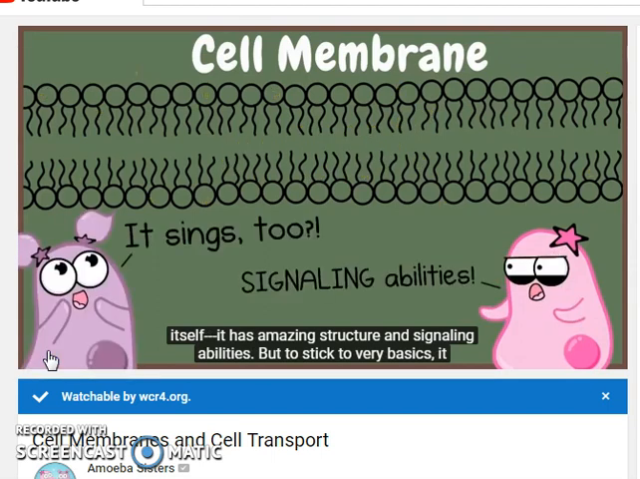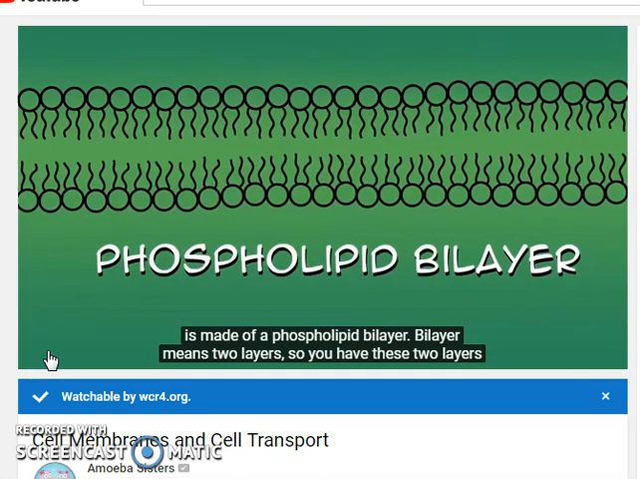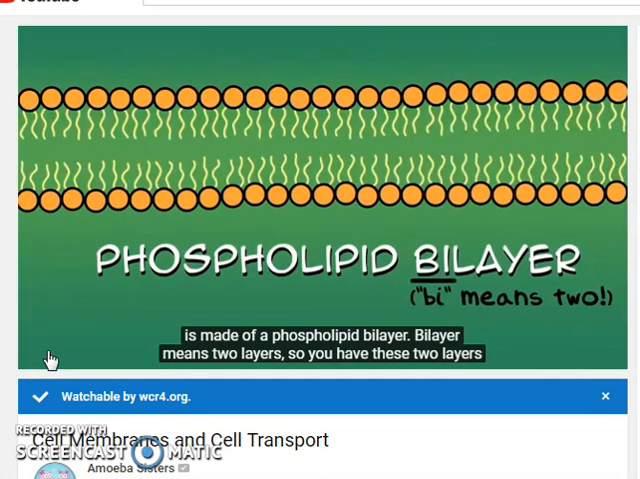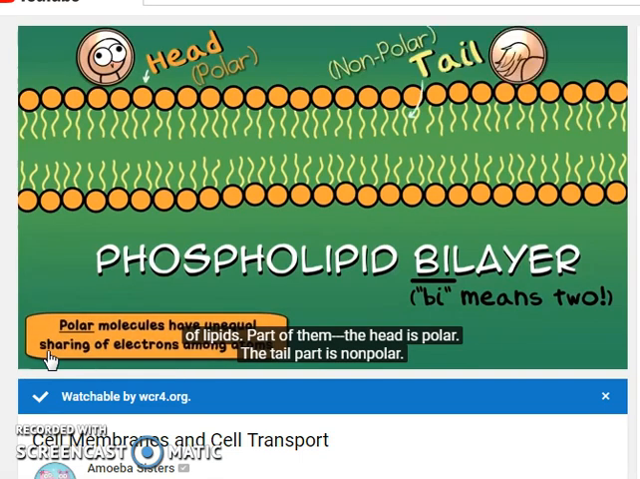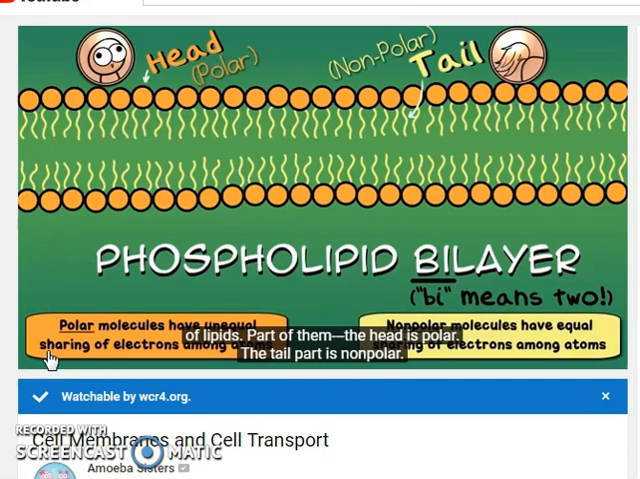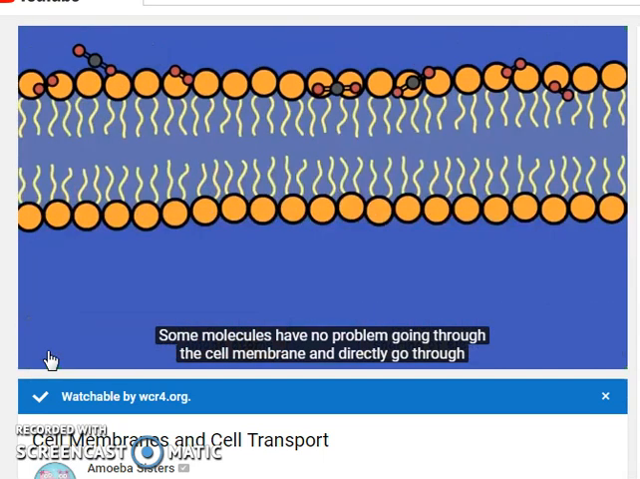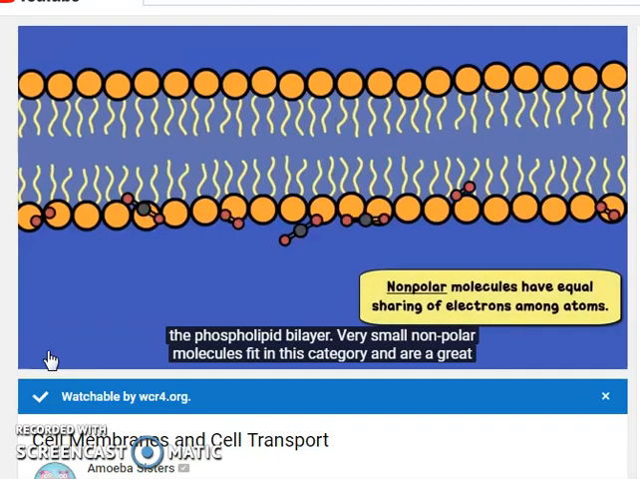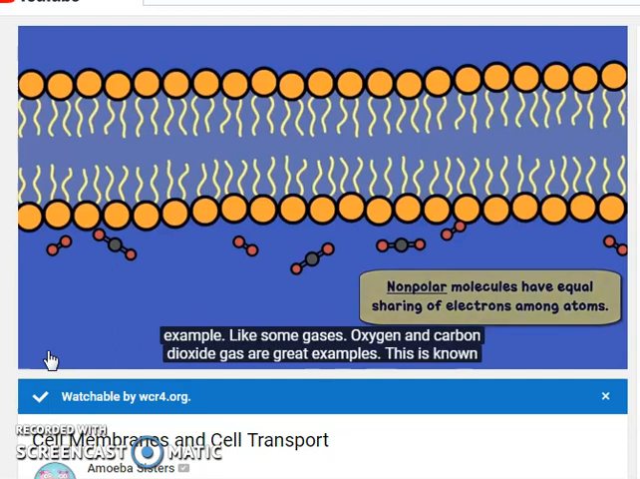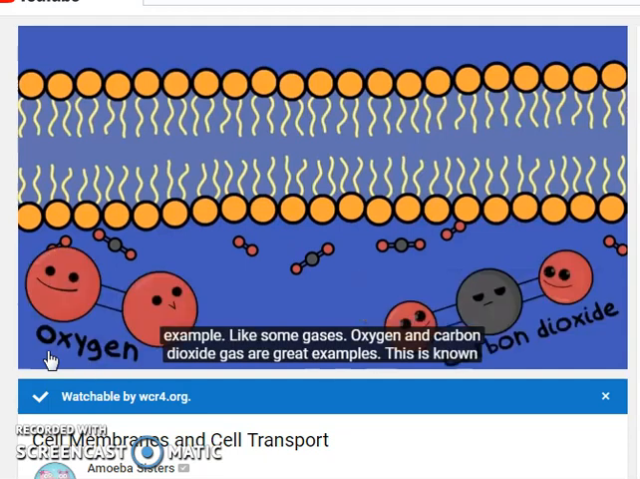But to stick to the very basics, it's made of a phospholipid bilayer. Bilayer means two layers, so you have these two layers of lipids. These lipids are called phospholipids, and they have a head that is polar and a tail that is nonpolar, making them quite unique. Some molecules have no problem going through the cell membrane, and they go directly through the phospholipid bilayer. Very small, nonpolar molecules fit in this category. Some gases, like oxygen and carbon dioxide, are great examples.